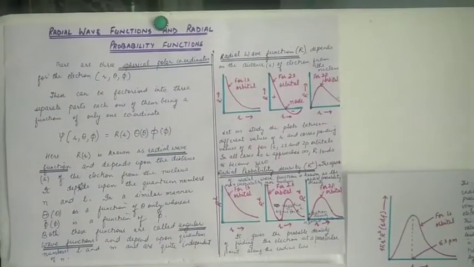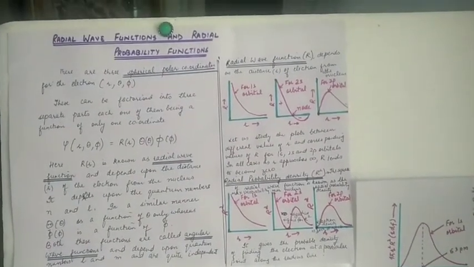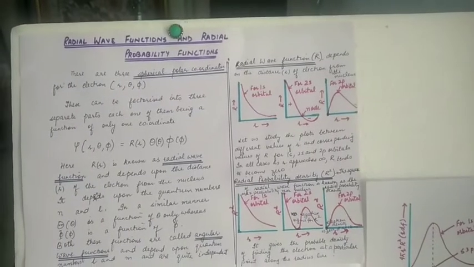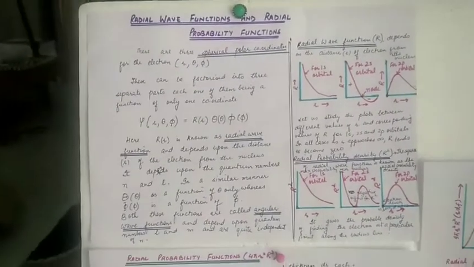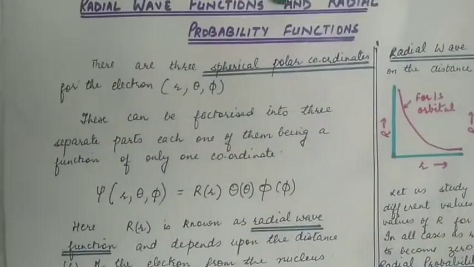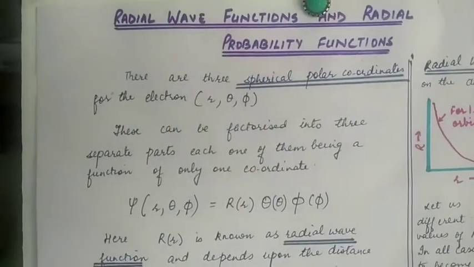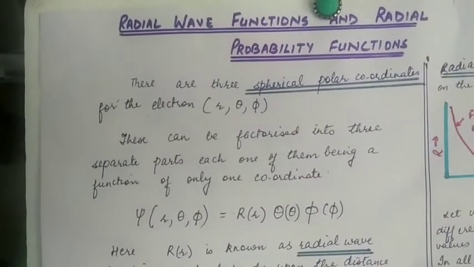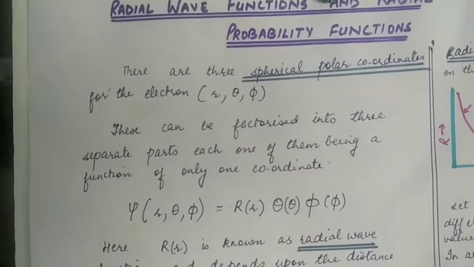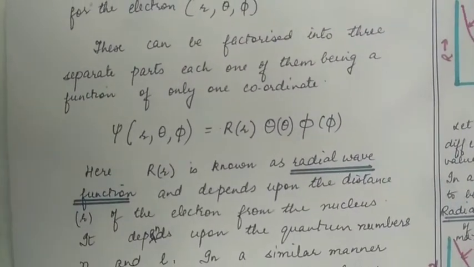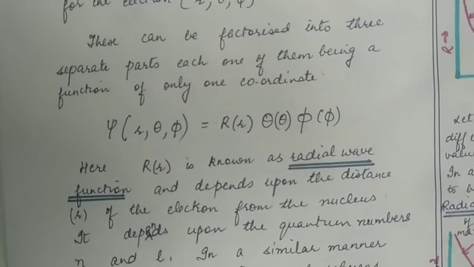Hello friends, the topic that we will cover today is radial wave functions and radial probability functions. In the discussion of wave mechanical treatment of hydrogen atom, we have learned that there are three spherical polar coordinates for the electron, r, theta and phi. These can be factorized into three different parts, each one of them being a function of only one coordinate.